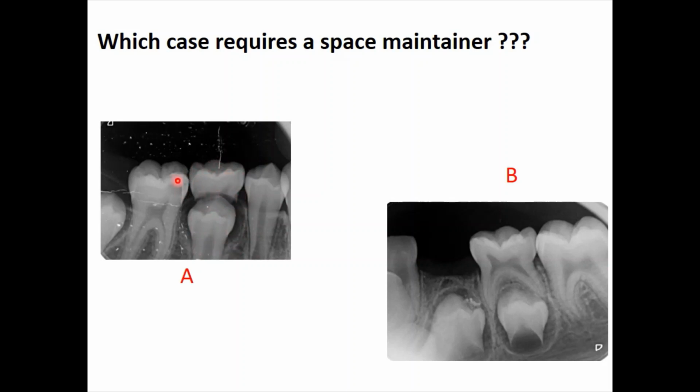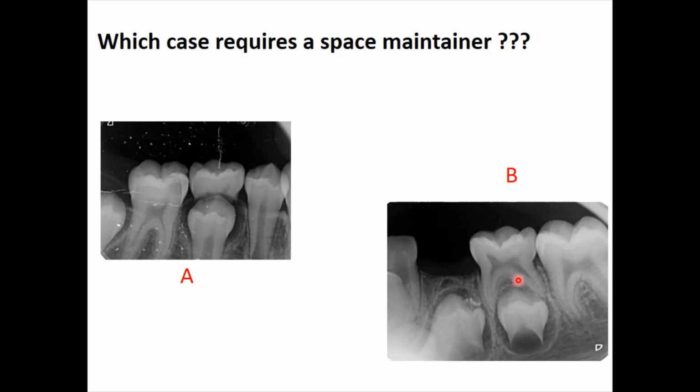The primary second molar is still there and the permanent first molar is erupted. There are no roots that we can see here, so the tooth is soon going to exfoliate and there is no bone coverage that we see. As soon as the tooth exfoliates, the permanent tooth will erupt into the oral cavity. So there is no need for a space maintainer in case A.